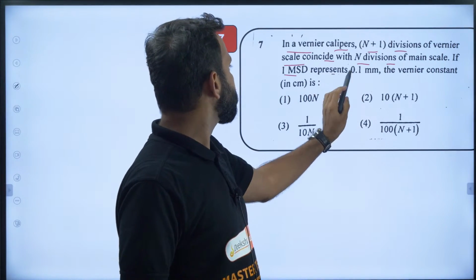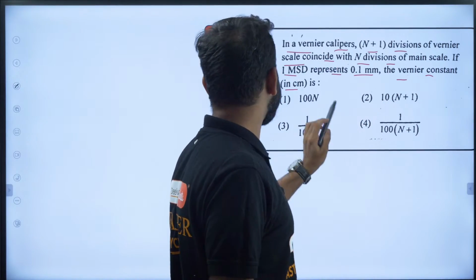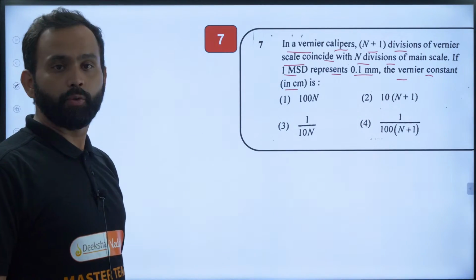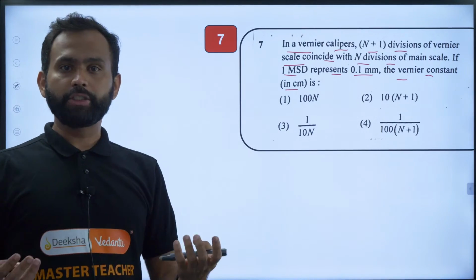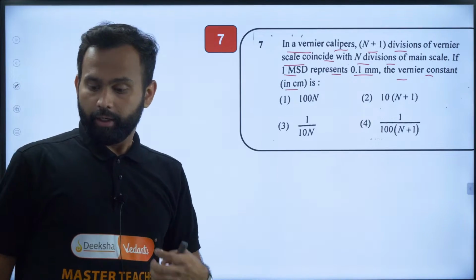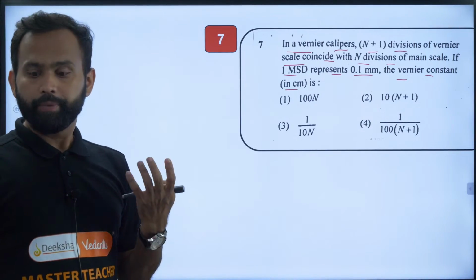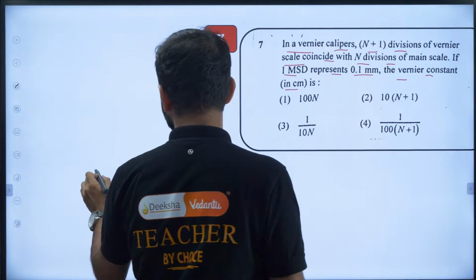If 1 MSD represents 0.1 millimeter, the vernier constant in centimeter is. So what is the meaning of vernier constant? The vernier constant is the ratio of the smallest division in the main scale to the number of divisions in the vernier scale.